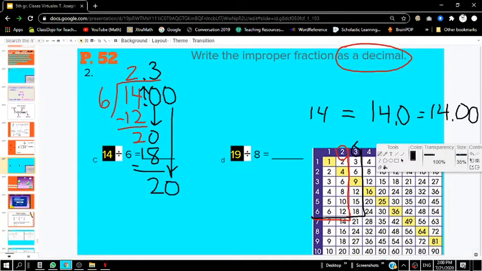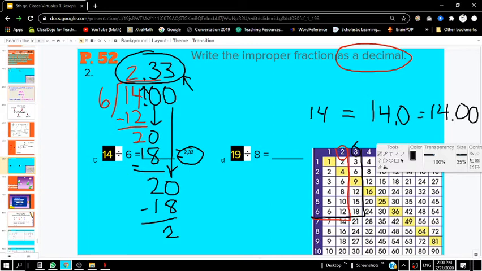Again, 6 times 3 equals 18. So I put my 3 in my top spot, and 6 times 3 is 18. 20 minus 18 equals 2. This is just going to continue forever and ever. So our answer, boys and girls, is 2.33. Okay? Let me just actually put that right here. I write that with our text tool. 2.33. Okay, it's kind of small. Can't really see that very well. Sorry about that. You can also see the answer right there.